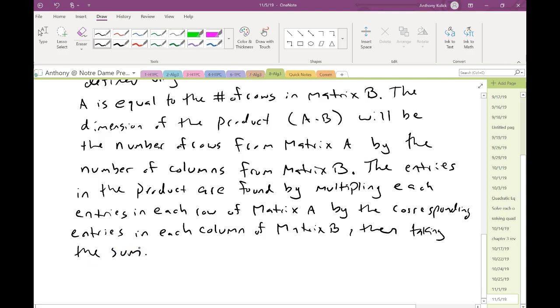So to find the entries in the product, we're going to multiply each entry from each row in matrix A by the corresponding entry in each column of matrix B, and then add up those little products, and that'll give us the new entries in the product.